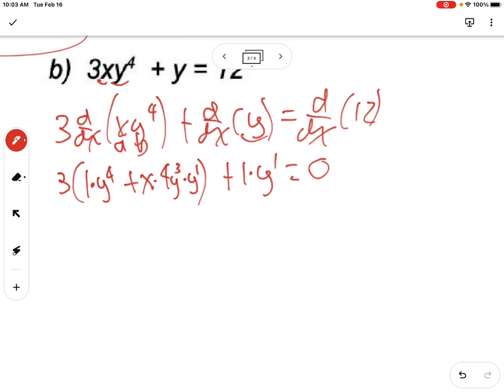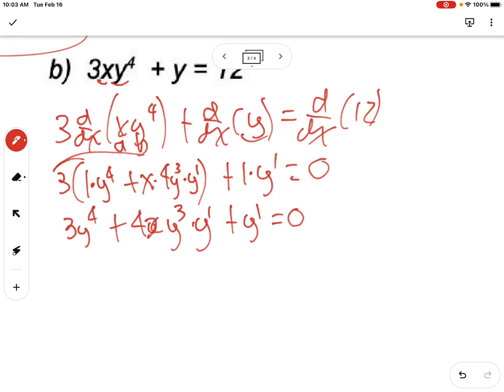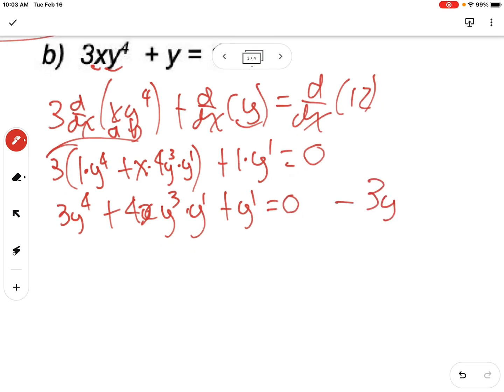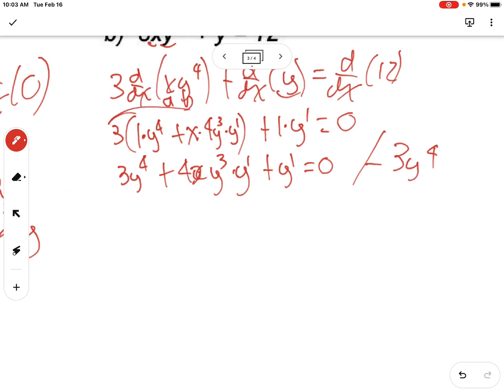And so what we see here is, this is where things get a little bit tricky. I've got to start doing some factoring, okay, and moving things to different sides. So something I can do here is expand the 3 into the brackets, right? Expand that 3 in, so I'm going to end up with 3y to the fourth plus 4xy cubed y prime plus y prime equals 0. And I'm going to subtract 3y to the fourth off both sides.